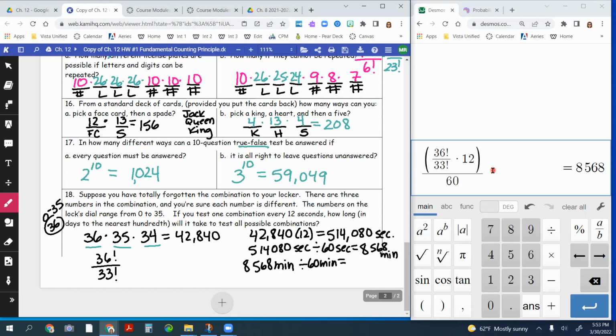Okay, so if I take this and I am going to divide it by 60, which means I'm going to times it by 1/60th, that's going to give me 142.8 hours. Okay, so this was seconds. I divided my seconds by 60 to change it to minutes, divided my minutes by 60 to change it to hours. I'm going to take my hours, 142.8 hours, and divide it by 24 hours to get days. So divided by 24, or basically I'm going to times it by 1 divided by 24. And I get 5.95 days. That's how long it's going to take.